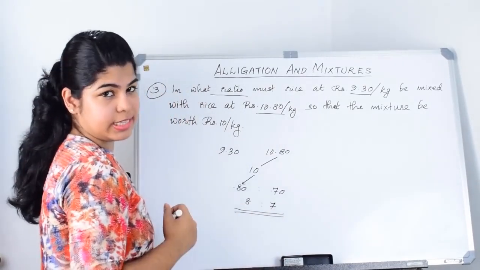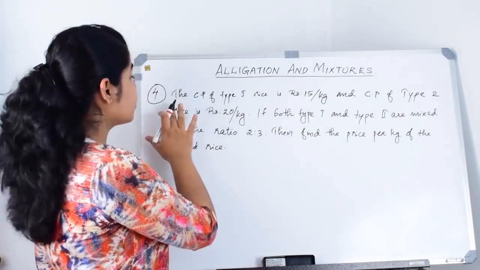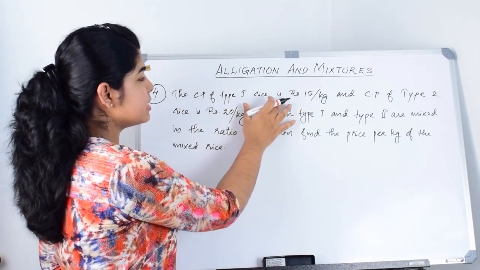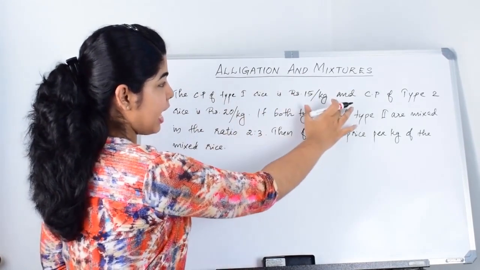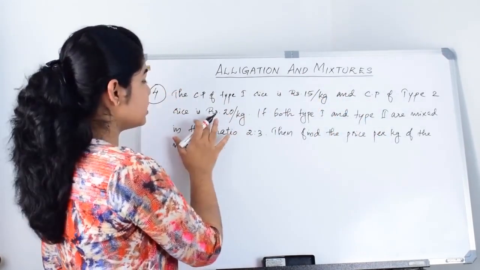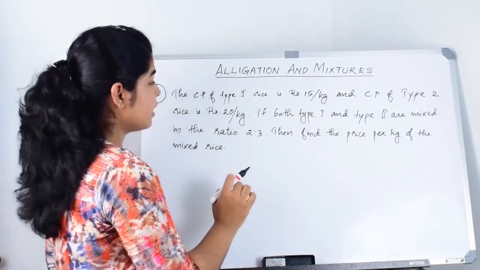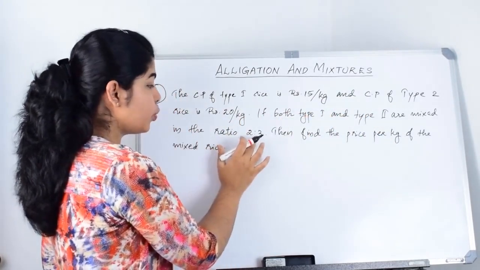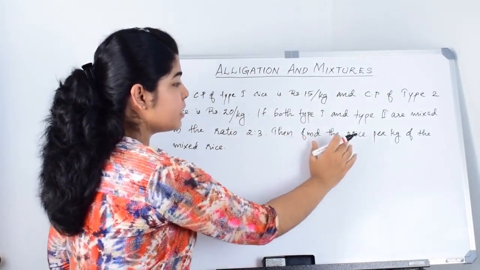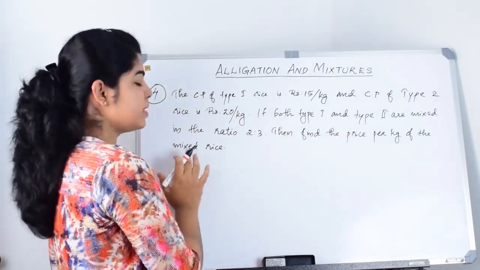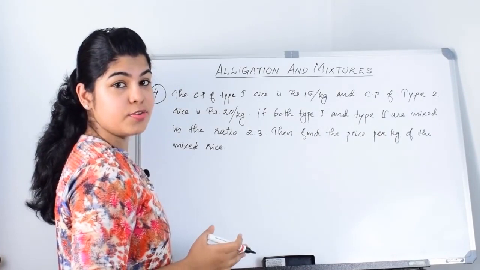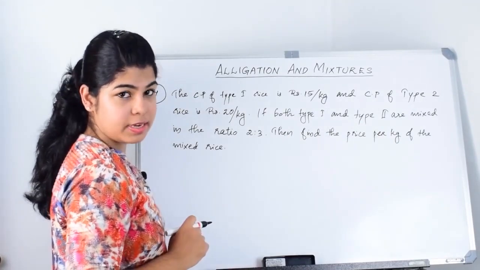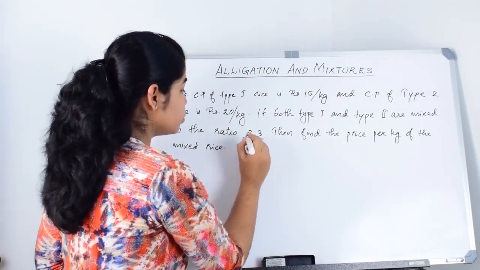Now we will solve one more example. Here our question is, the cost price of type 1 rice is rupees 15 per kg and the cost price of type 2 rice is rupees 20 per kg. If both type 1 and type 2 are mixed in the ratio 2 is to 3, then find the price per kg of the mixed rice. So here we need to find the mean price, right? The ratio is given as 2 is to 3.